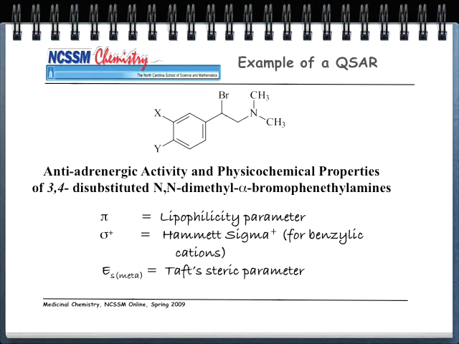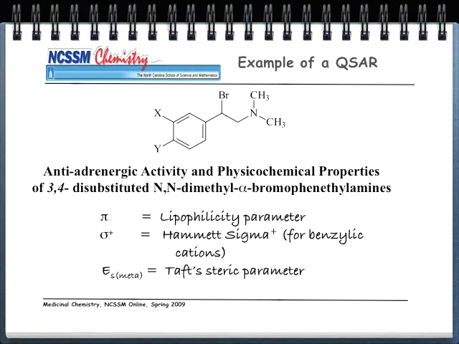Okay, so here's an example of a QSAR, and this is the lab that you're going to do this week, and this comes from the literature. So this case study looks at the anti-adrenergic activity and the physiochemical properties of a 3,4 disubstituted N,N-dimethyl alpha-bromophenethylamine. Wow, okay, what a name. Okay, so basically, let me say that in English. What you're going to do is you're going to take this compound and it's disubstituted. So you're going to put different things in for X and Y there.